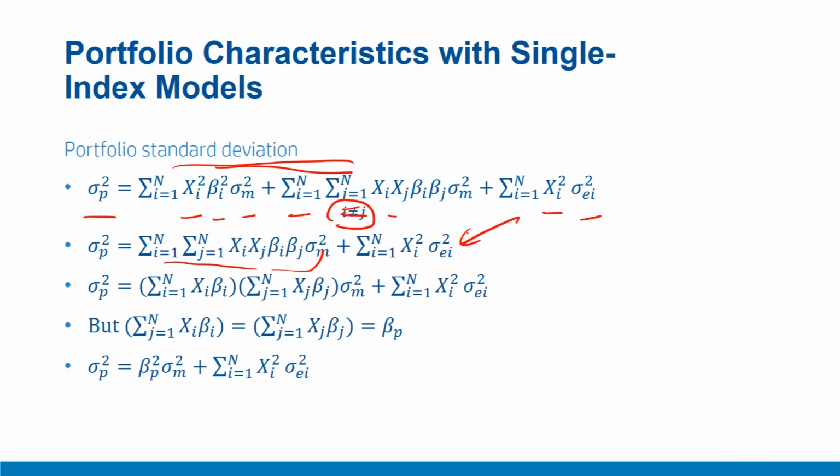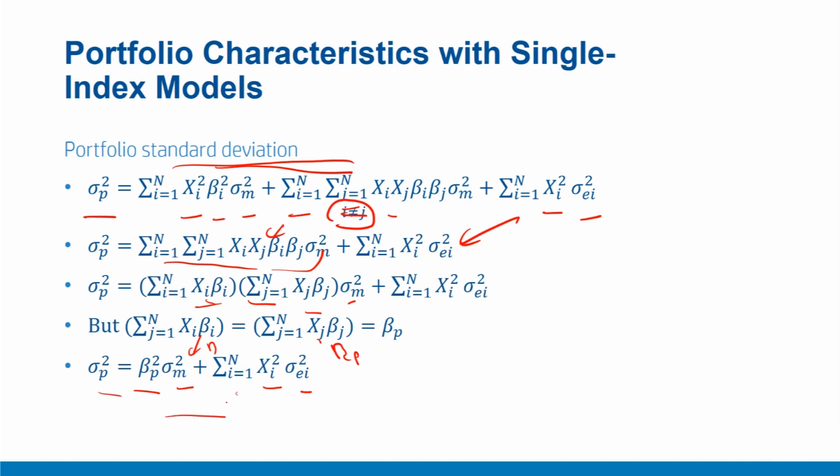Now again here, we can divide this expression into these two components: the summation of xi beta i from 1 to n, and the summation of xj beta j from 1 to n, times sigma m square. Now please note that these are nothing but beta p. So this is beta p, and this is also beta p. And therefore the resulting expression is sigma p square equals beta p square sigma m square plus the summation over i equal to 1 to n of xi square sigma ei square.